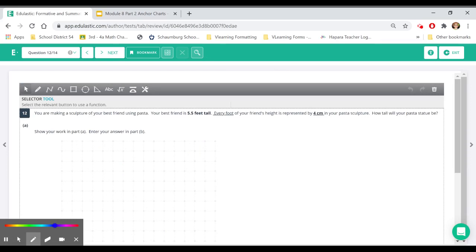All right, question 12. You are making a sculpture of your best friend using pasta. Your best friend is 5.5 feet tall. Every foot of your friend's height is represented by 4 centimeters in your pasta sculpture. How tall will your pasta sculpture be?